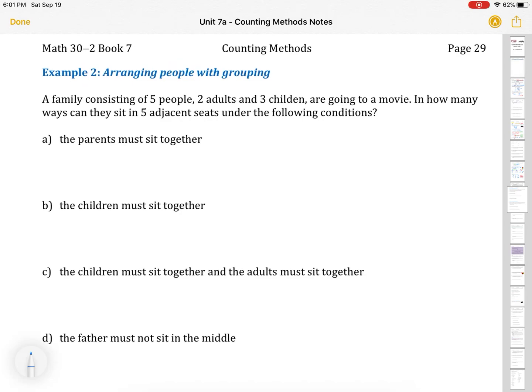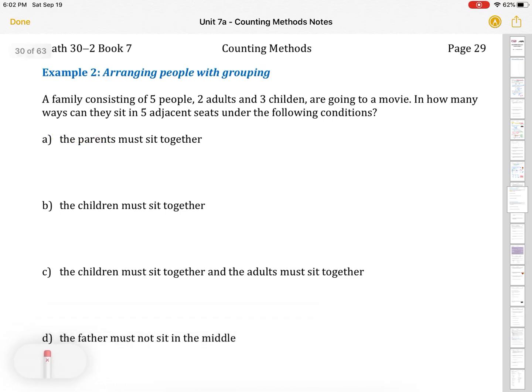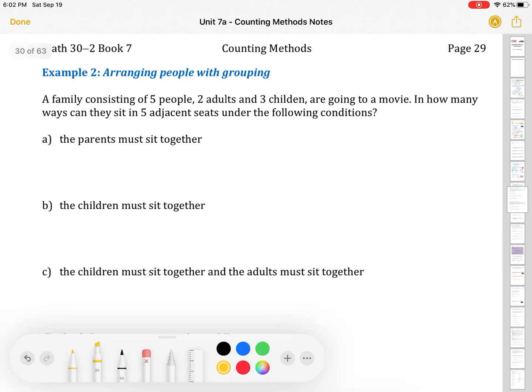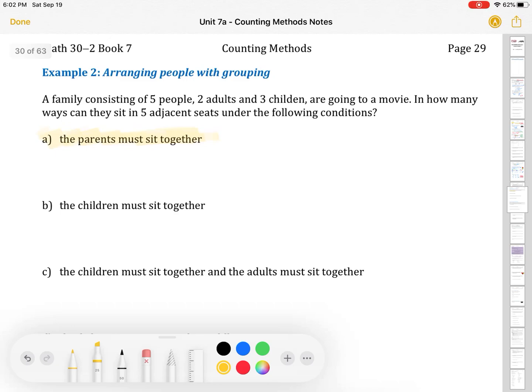Example 2, arranging people with grouping. All right, so we're going to draw some pictures, which I always love. Here we have a family consisting of 5 people, 2 adults and 3 children, going to a movie. In how many ways can they sit in 5 adjacent seats under the following conditions? So we're going to look at some conditions. In the first condition, the parents must sit together.